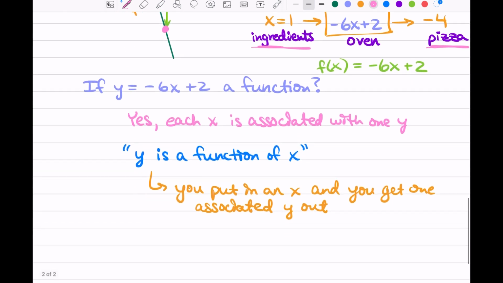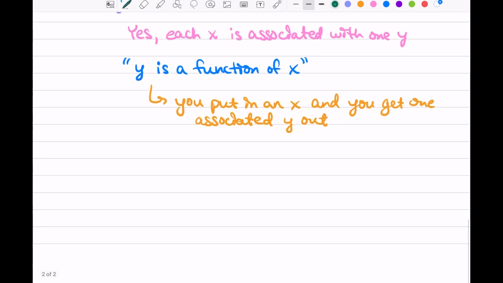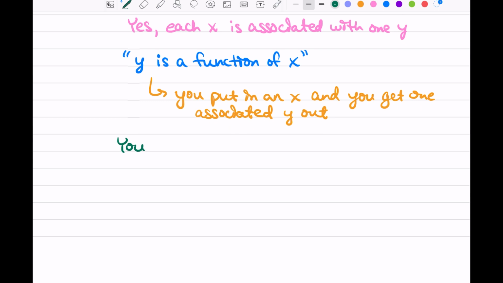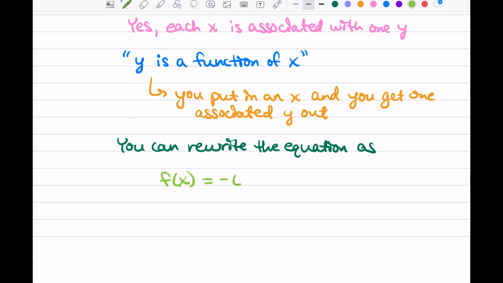And so let's dig a little deeper into that f of x idea. You can rewrite the equation as f of x equals a negative 6x plus 2. And again, this is just a symbol. It's just a symbol that math people use to recognize that we're looking at a function. So this, you could say, is a function of x, or pronounced often f of x.